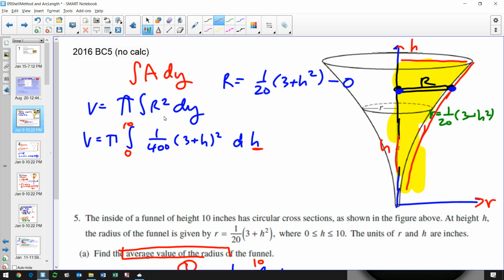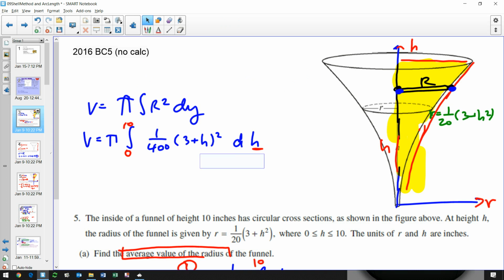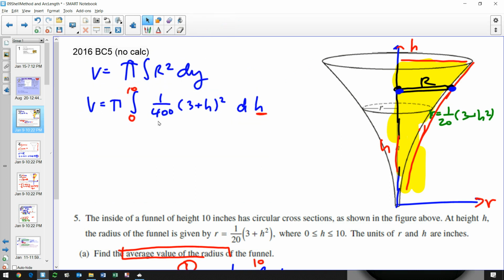So let's look at this problem. I'm going to do it without a calculator, and I want you to follow with me and make sure that you're comfortable without a calculator too. If I had to do this without a calculator, I would take out the 1 over 400 because it's a scalar. And then I would FOIL this inside. What's 3 plus h quantity squared? Oh, is it 3 plus h squared? Oh, thank you. So this is actually h squared and then squared. So what is 3 plus h squared quantity squared?